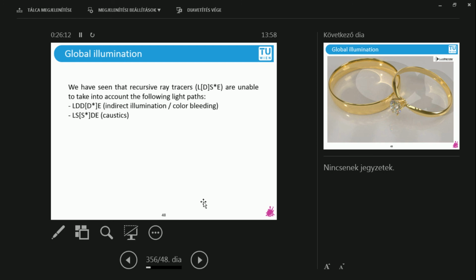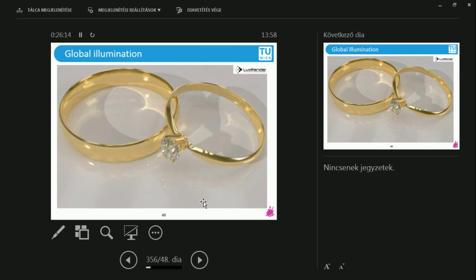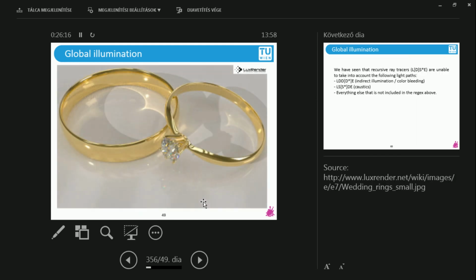Okay, so apparently rings have caustics. Well, I start out from the light source, I hit one specular object, one mirror-like object, and then a diffuse, which is the table, and then the eye, and I have caustics. So LSDE is enough for caustics. So there's no need to prove it in any other way. Just take a look at physical reality and let it be your judge, always.